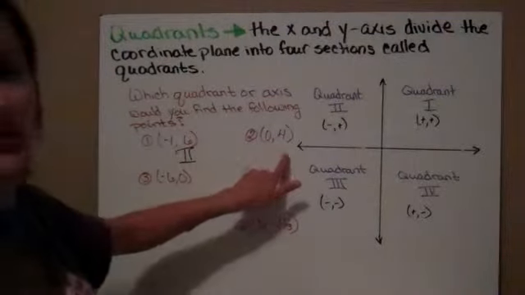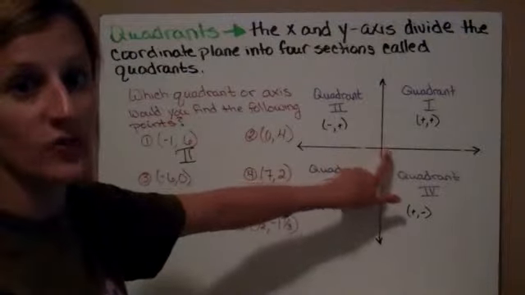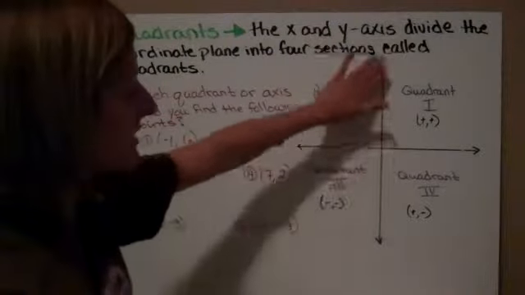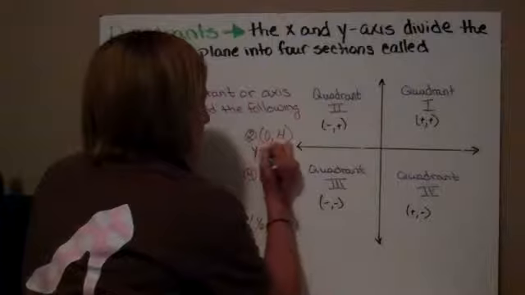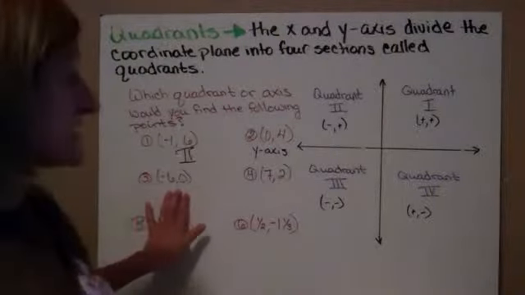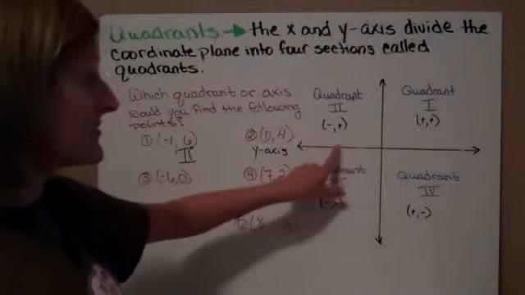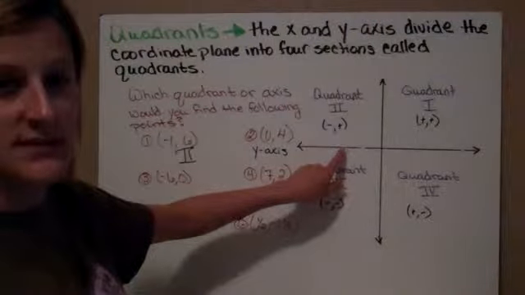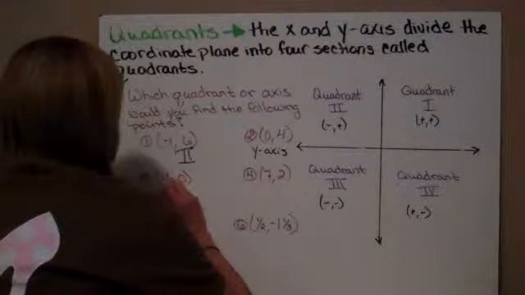The second one I have 0, 4. Well, 0 is going to be here. Remember, I don't go left or right on the x-axis, but I need to go up 4. So basically, I'm on this y-axis, so this is where that point's going to fall. Next one, -6, 0. Well, I need to go left, -6, but I don't go up or down because it's 0 for the y-coordinate, so it's going to be on the x-axis.